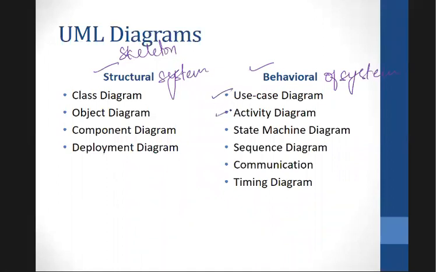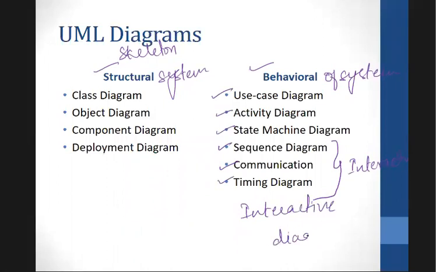You've got the use case diagram, activity diagram, state machine or state chart diagrams, sequence diagram, and communication and timing diagrams. These all fall under the category of behavioral diagrams. The sequence diagram, communication diagram and timing diagram, these 3 are called interactive diagrams. Coming to the structural part, the structural diagrams include class diagrams, object diagrams, component and deployment diagrams.